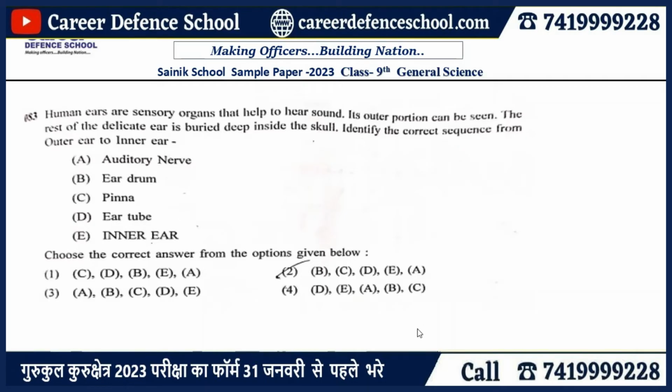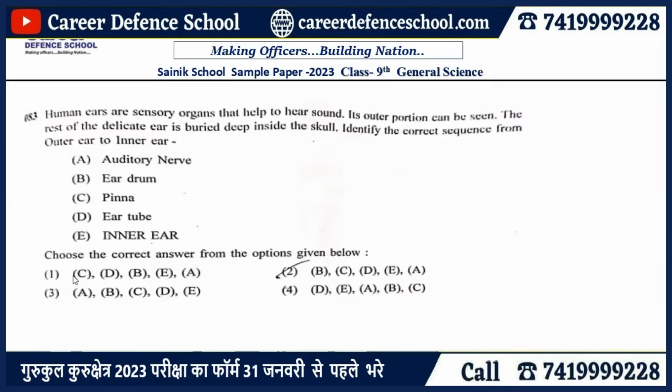Actually, it is a structure of ear कह सकते हैं. तो question के अंदर देखिए, A is auditory nerve, B is your eardrum. Third option is pinna. D is ear tube and E is the inner ear. ठीक है. Choose the correct answer from the options given below.